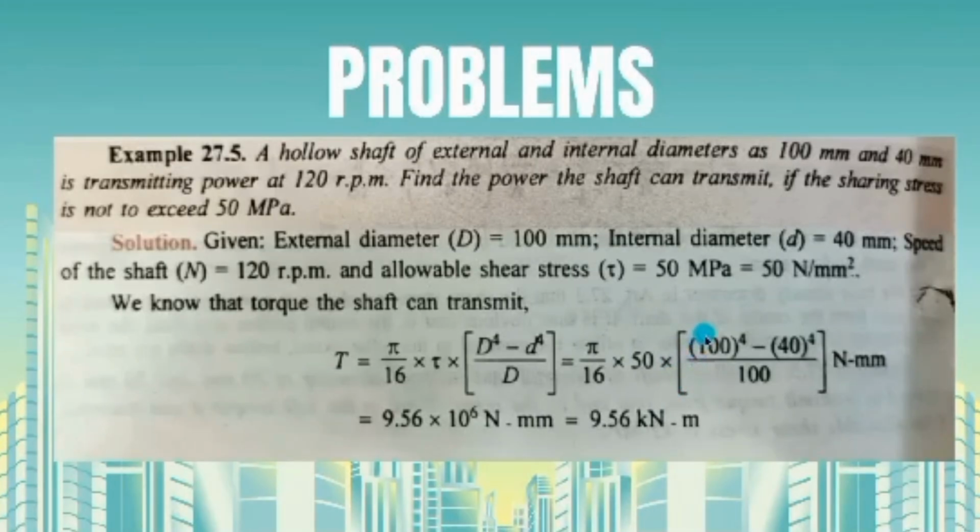opening parenthesis 100 close parenthesis raised to the power of 4 minus opening bracket 40 closing bracket raised to the power of 4 over 100, then close bracket, we put Newton millimeter, and this is the answer when we input it in the calculator. 9.56, and let's times it with 10 raised to the power of 6 Newton millimeter, and we got the answer, which is 9.56 kilonewton per meter. And there you have it. Thank you for listening.